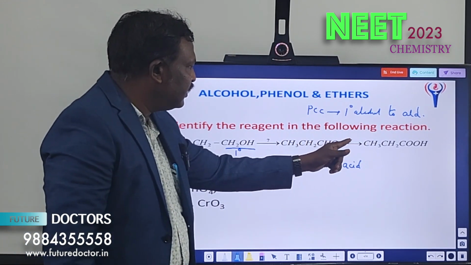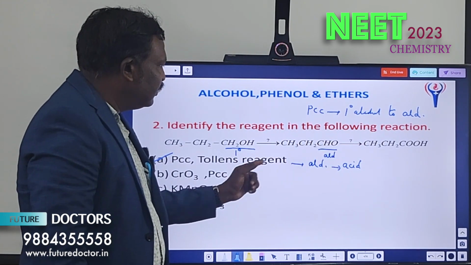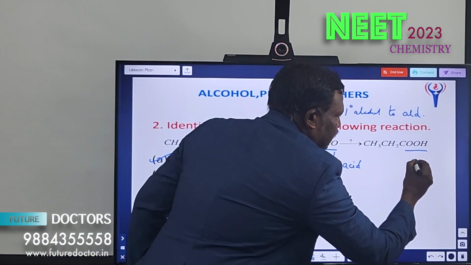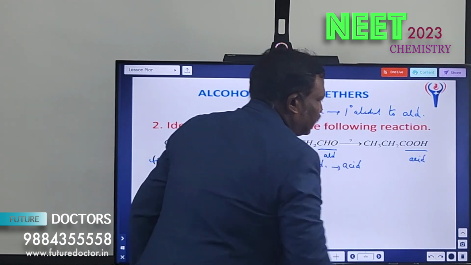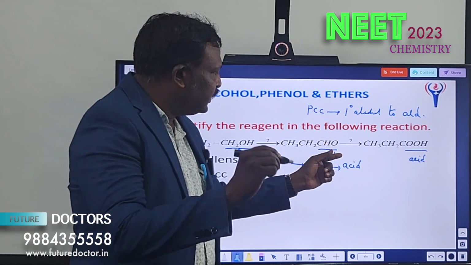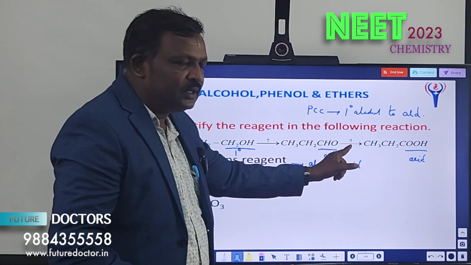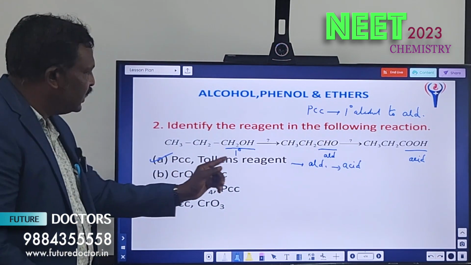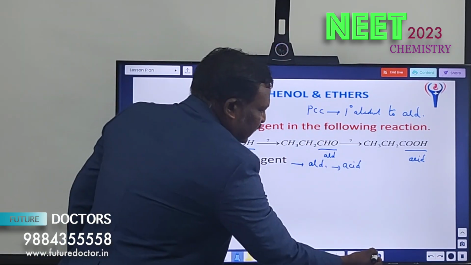Next one. Here Tollens reagent. I told you aldehyde into carboxylic acid. Aldehyde into acid, that work is done by Tollens reagent. So option A is the correct answer. Are you following? Next one.